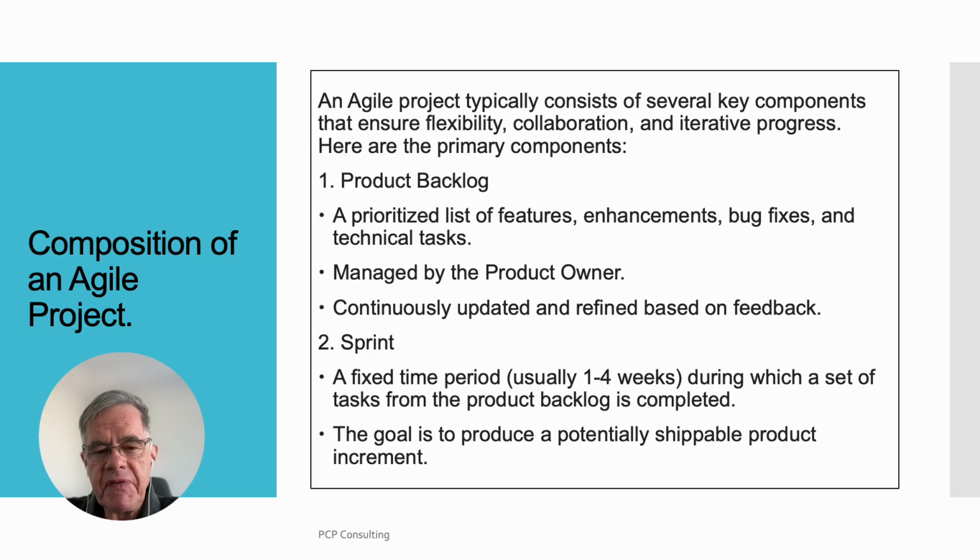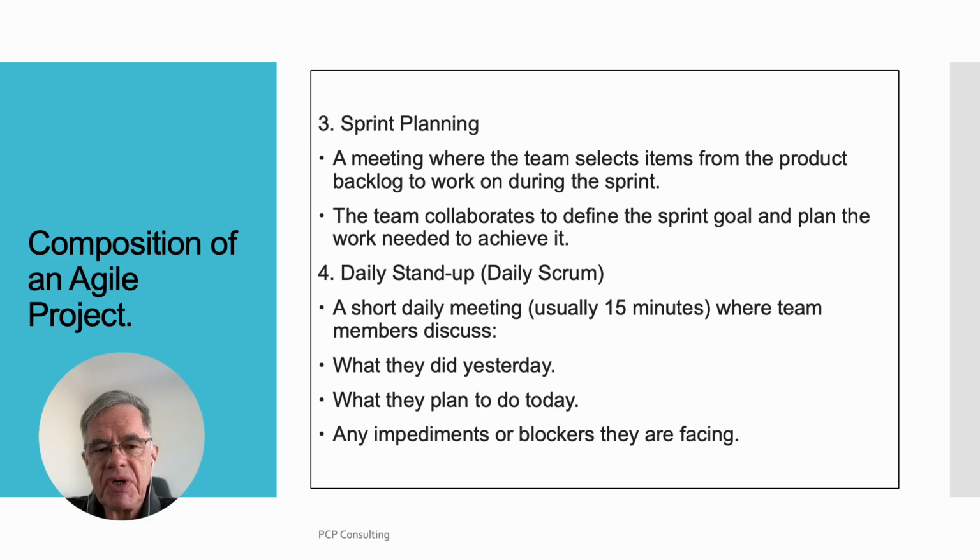Sprint, a fixed time period, usually 1 to 4 weeks, during which a set of tasks from the product backlog is completed. The goal is to produce a potentially shippable product increment. Sprint planning, a meeting where the team selects items from the product backlog to work on during the sprint. The team collaborates to define the sprint goal and plan the work needed to achieve it.